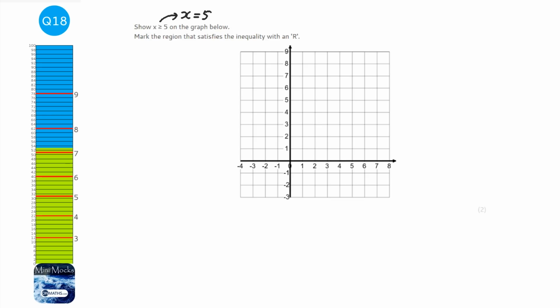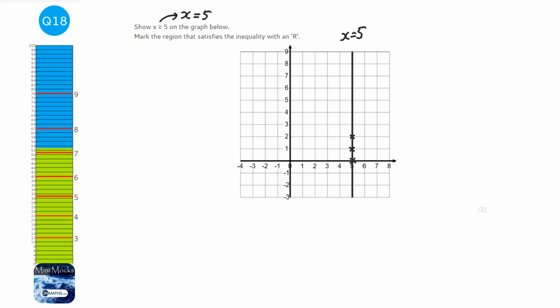So where does x equal 5? Well, x equals 5 here, and here, and here. And in fact, anywhere along that line, it's just a vertical line up, and that's the line x equals 5. And it's really important to remember which way around it is. Whenever you have x equals something, it's always a line from top to bottom. When you have y equals something, it's always a line from left to right. Okay, that's the line x equals 5.